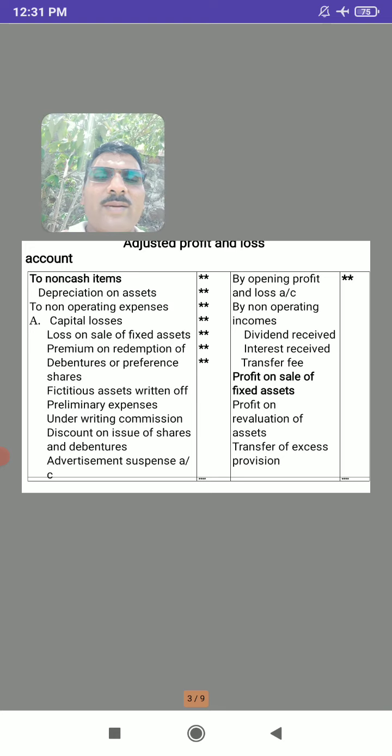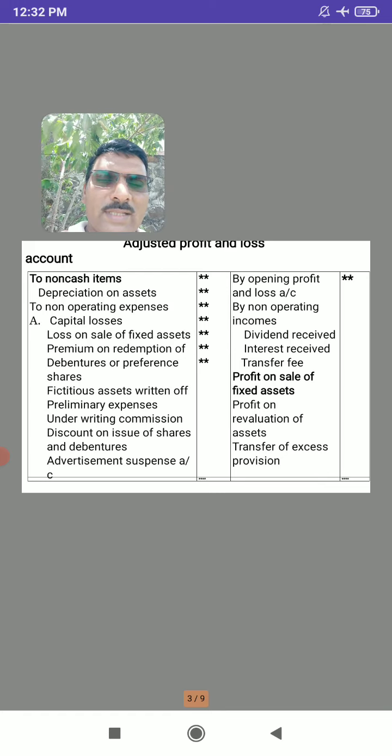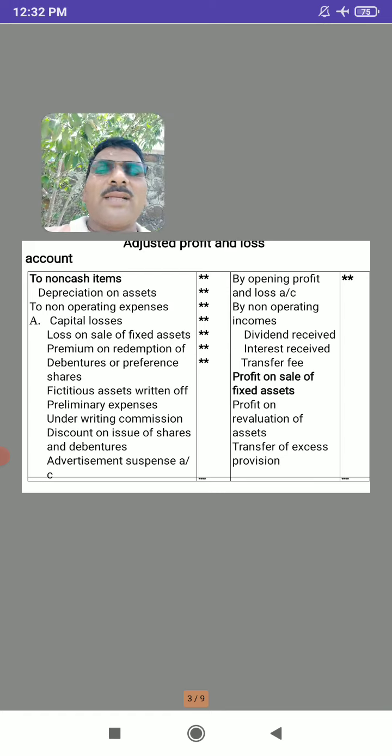In the same way, on the income or credit side, by opening the P&L account we are taking non-operating incomes like dividend received, rent received, interest received, proposed dividend, transfer fee, profit on sale of fixed assets, profit on revaluation of assets, and profit on excess provision. So we are taking what we get as the income.